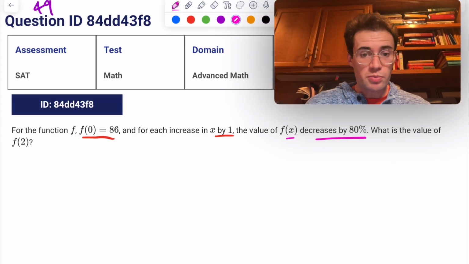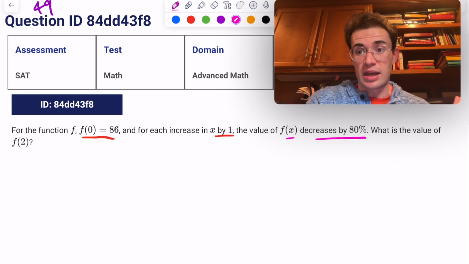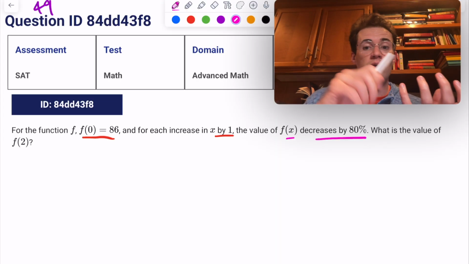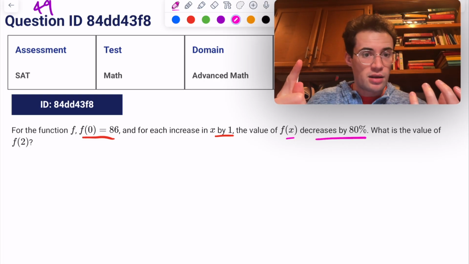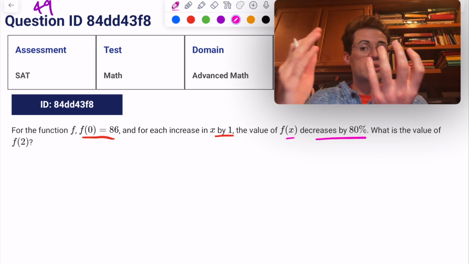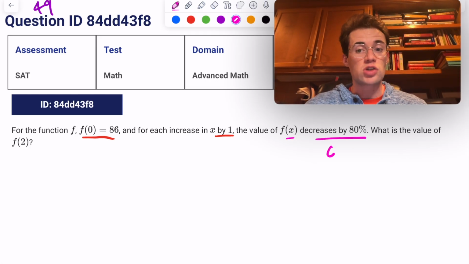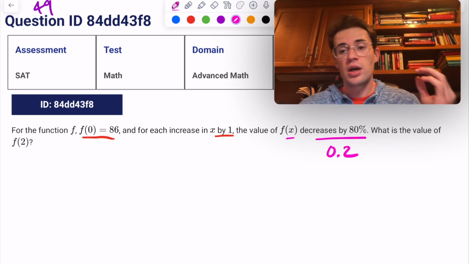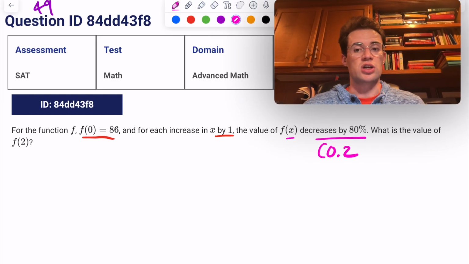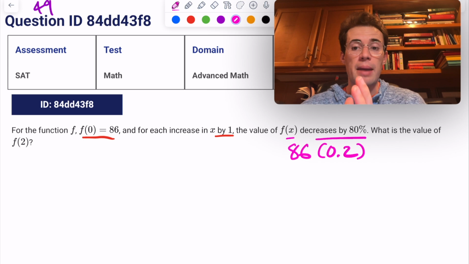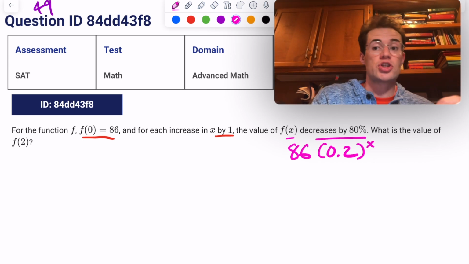So you had 100% of whatever it was, 86 at the beginning. You had 100% of that 86, and then when your x value goes up by 1, you lose 80% of that. So you lose 80% of 100%, which means you're multiplying it by 20%, or 0.2. This is our decay factor, but it's in the growth factor spot of an exponential function. So you start with 86, that's your principal value, and then you're multiplying it by 0.2 to the x power. So every time x goes up by 1, you multiply by 0.2 one more time.